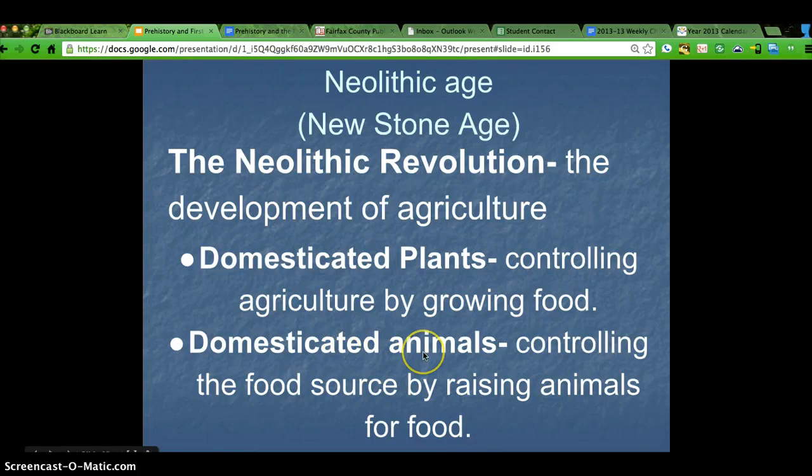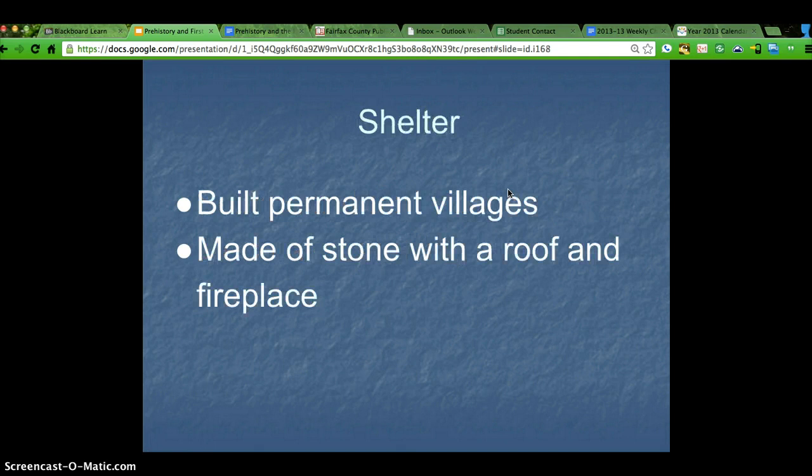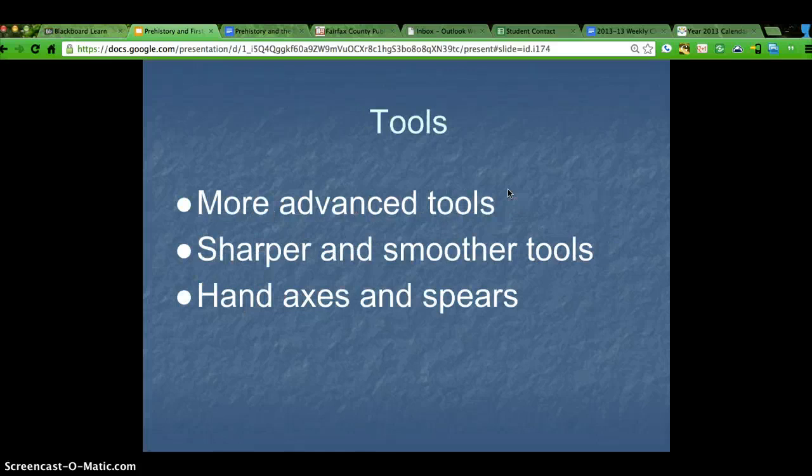Domesticating animals means they're training animals. Domesticated plants means they're learning how to grow them, how to adapt them. Again, that's the Neo or New Stone Age. Clothing, they're actually going to now know how to sew. They're going to decorate their clothing. They're going to live in permanent villages because they don't need to move, and they're going to even have fireplaces. Tools are going to become much more advanced, sharper. They're going to even have axes and spears to kill the animals.